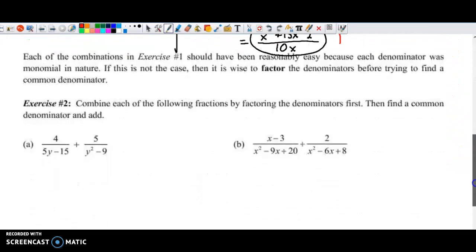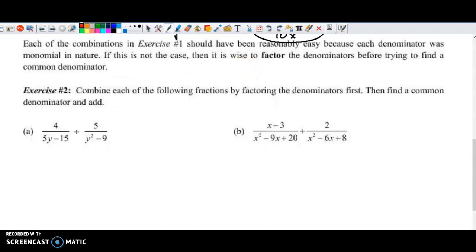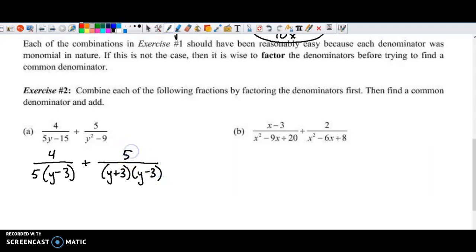As we get into more complicated things, it might be in your best interest to factor the denominators first. And that's what the advice is as you read these problems. So if I factor this denominator, I can break out a 5, and I'm looking at y minus 3. Can't do anything with the numerator, so we'll leave it alone. But look at the next piece. We have a y plus 3, y minus 3. So the reason why it's advantageous to do the problem this way is there's no reason to write y minus 3 twice, because it's common between both of them.